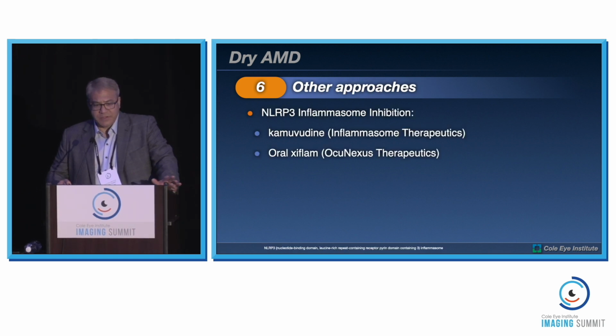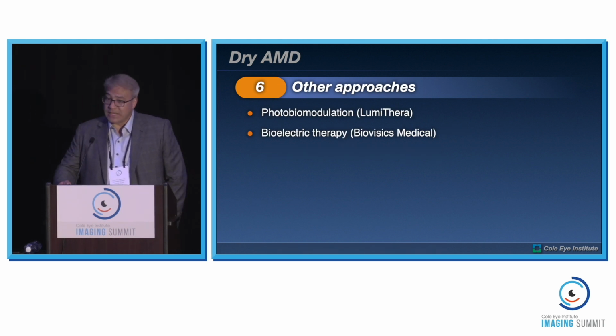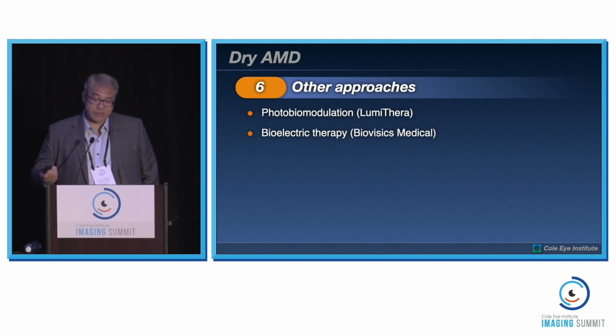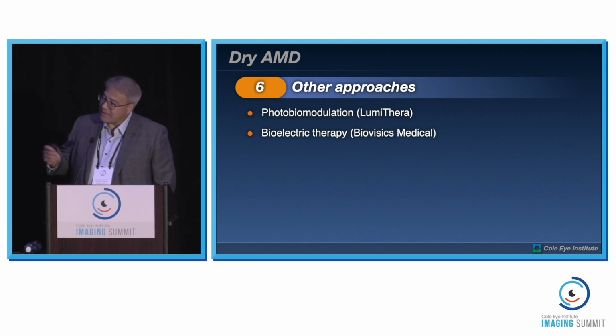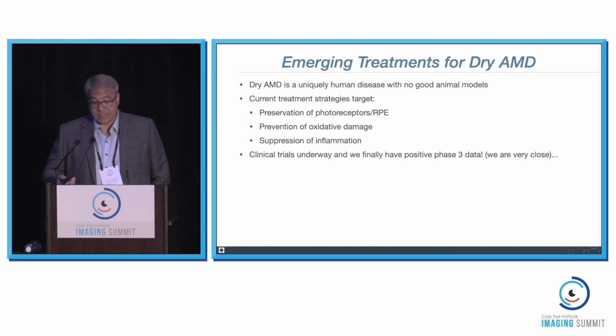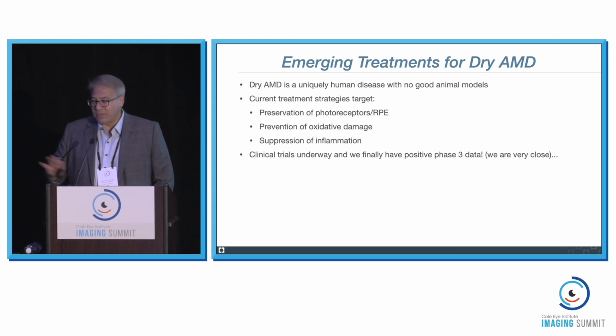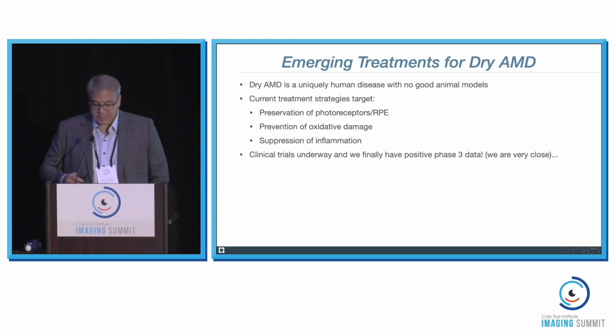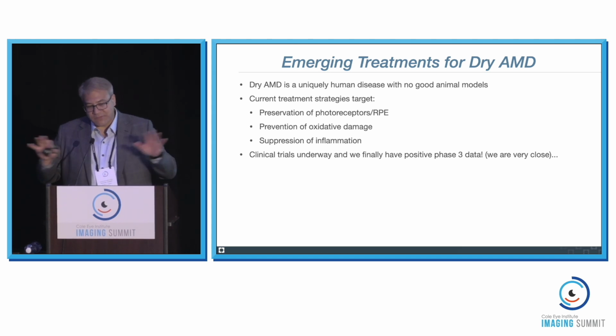And then I'll just fly through some of these others for completeness' sake, the other approaches. We know that inflammasome activation leads to damage. It's being looked at. We know that if you somehow stimulate the RPE, either with electrical current or with light, that can somehow cause the oxidative stress to be reduced. This is being looked at. And so that's the overall sort of picture. And the beauty of this is that every one of these studies is ongoing. It's in a different area.